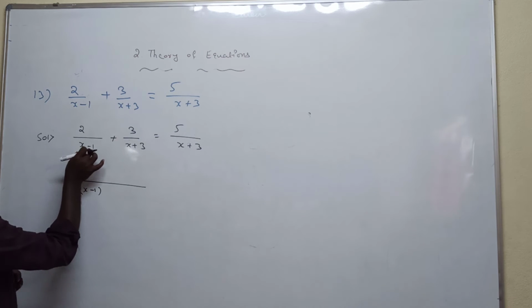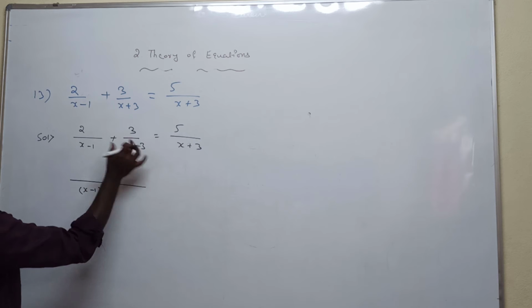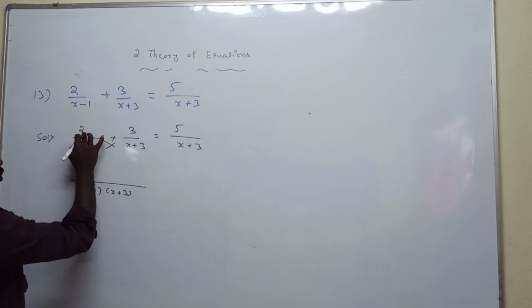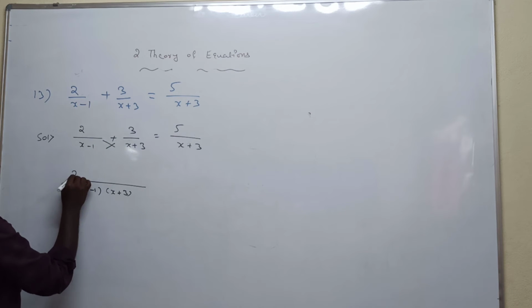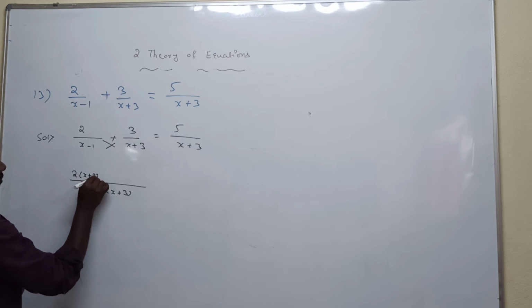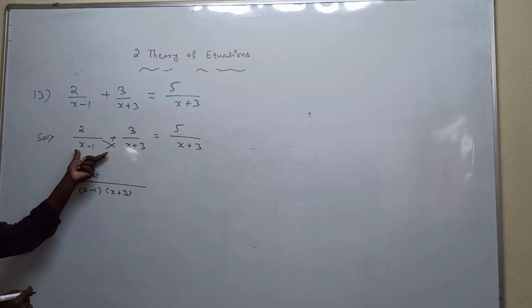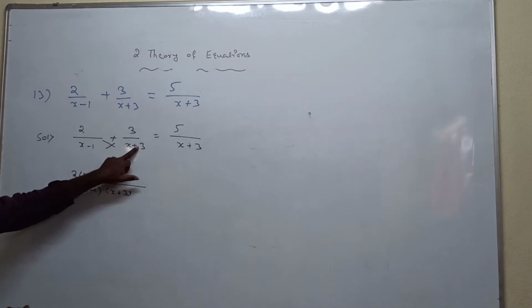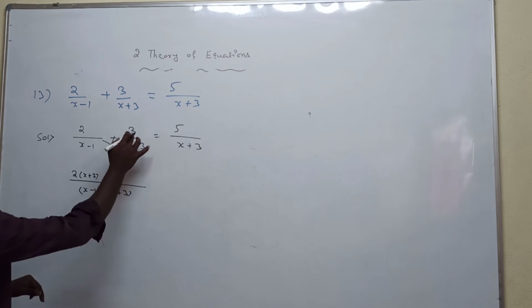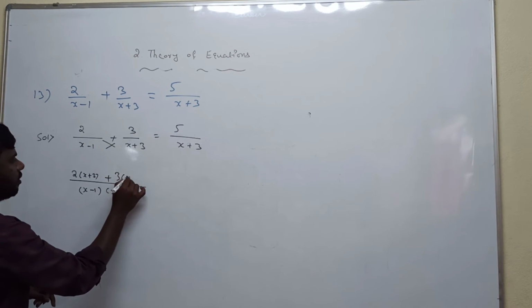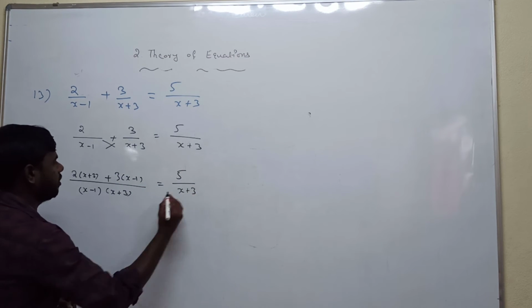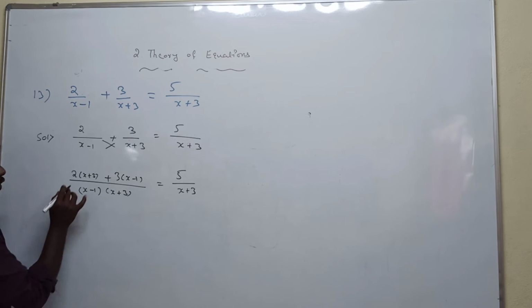We don't know the LCM, so we take the product of the denominators: x minus 1 into x plus 3. After that, cross multiplication: 2 into x plus 3. First of all, take the LCM. The LCM is x minus 1 into x plus 3. After that, cross multiplication: 2 into x plus 3 plus 3 into x minus 1 is equal to 5 by x plus 3. Now simplify the numerator.